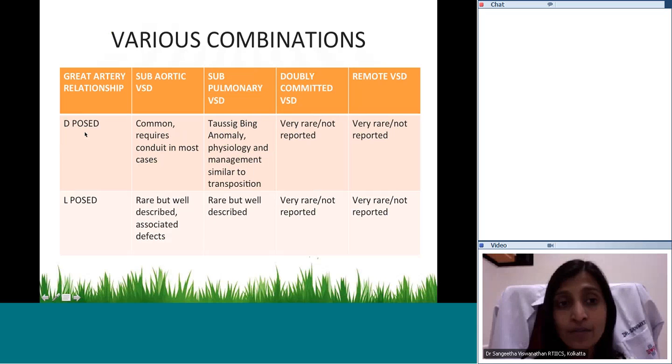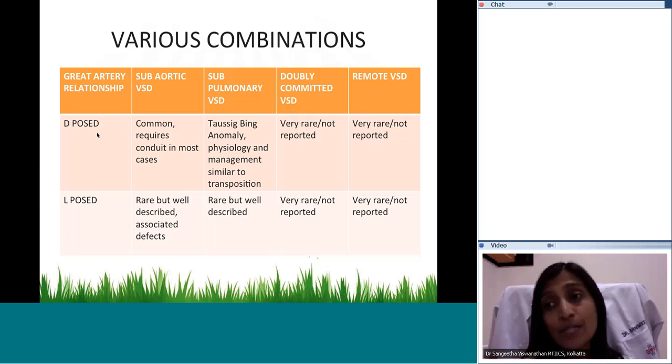Then we have the next great artery relationship, which is D-posed aorta, where the aorta is anterior and to the right. Now, this can happen fairly commonly, and when you have a subaortic VSD, it can require a conduit placement. When you have a D-posed aorta with a subpulmonary VSD, this is otherwise called a Taussig-Bing anomaly. And here the physiology and management is similar to that of transposition with a VSD.